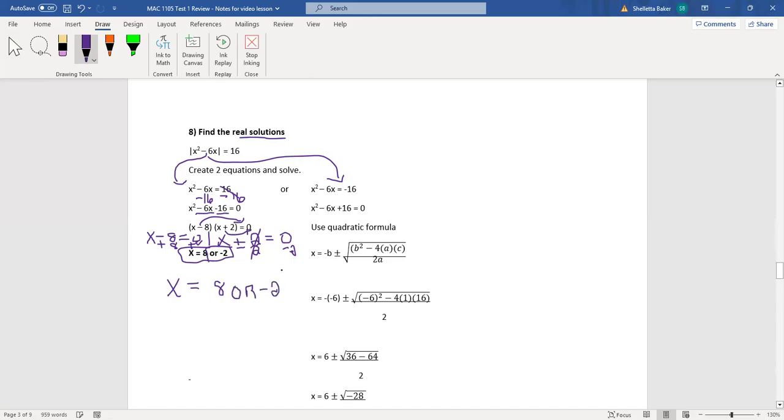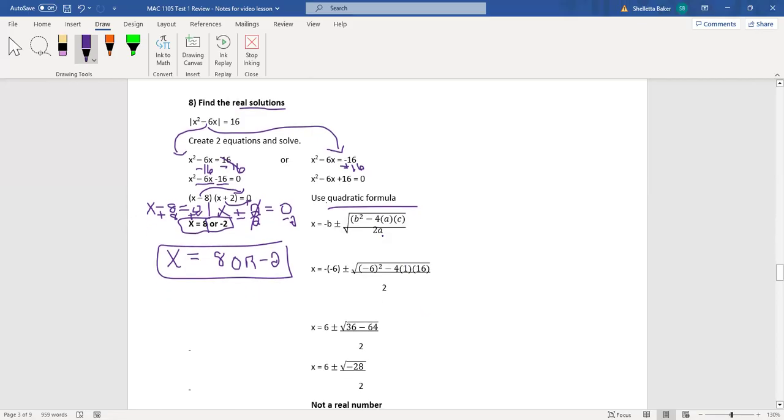These are real number solutions. Now for the second equation, we would add the 16 to both sides first, and that would give us x squared minus 6x plus 16, which we can't factor. So we apply the quadratic formula, negative b plus or minus the square root of b squared minus 4ac, all over 2a. And when we substitute for b, we substitute negative 6.